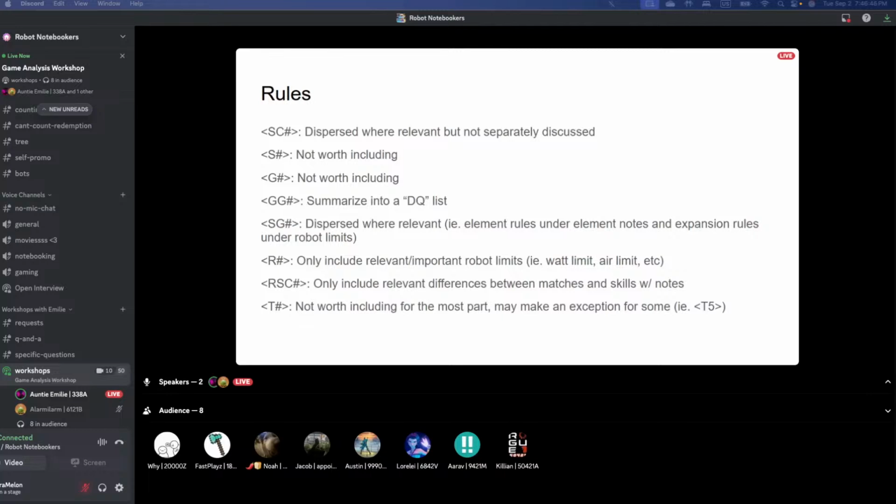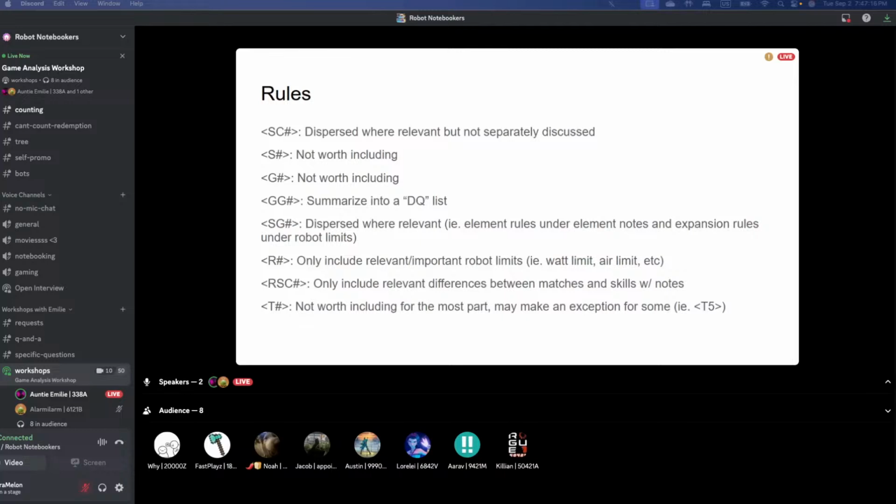So for example, you have your SG2, your SG3, and I think it's R1, which are basically all of your size constraints. All of those can be combined into the same bullet point with all 3 of those just referenced. And that'll definitely help you cut down space and just efficiency of displaying things. But some other things to include into that would be your watt limit, your air limit, your plastic limits found under your robot rules. That one's a good one to include as well.